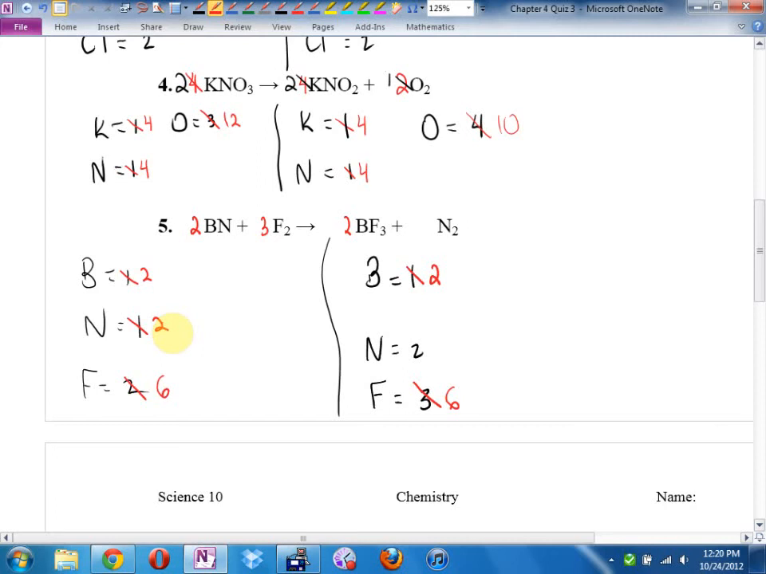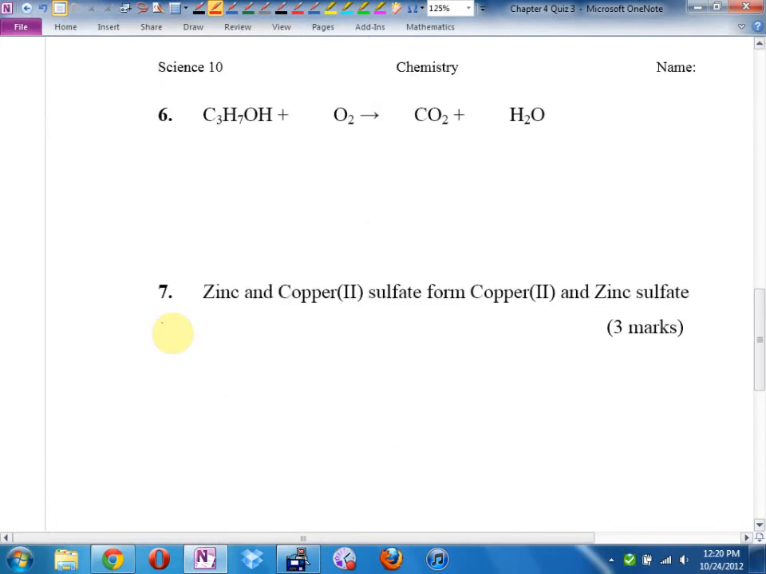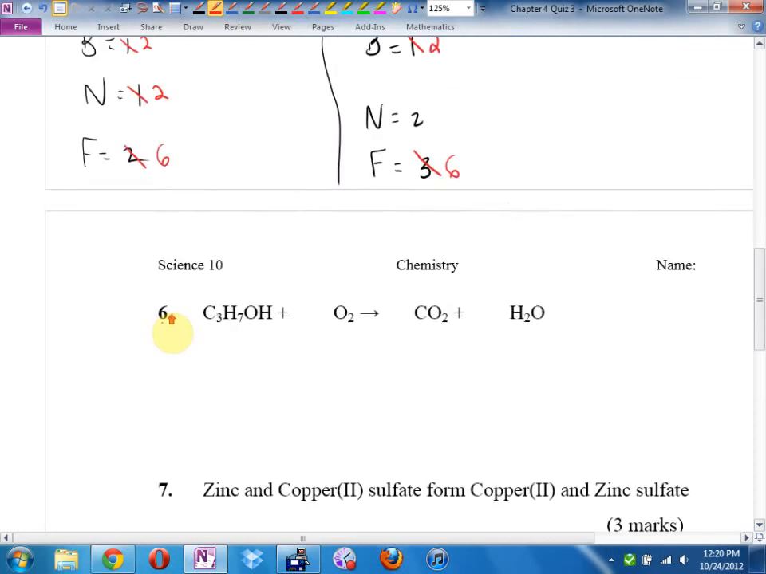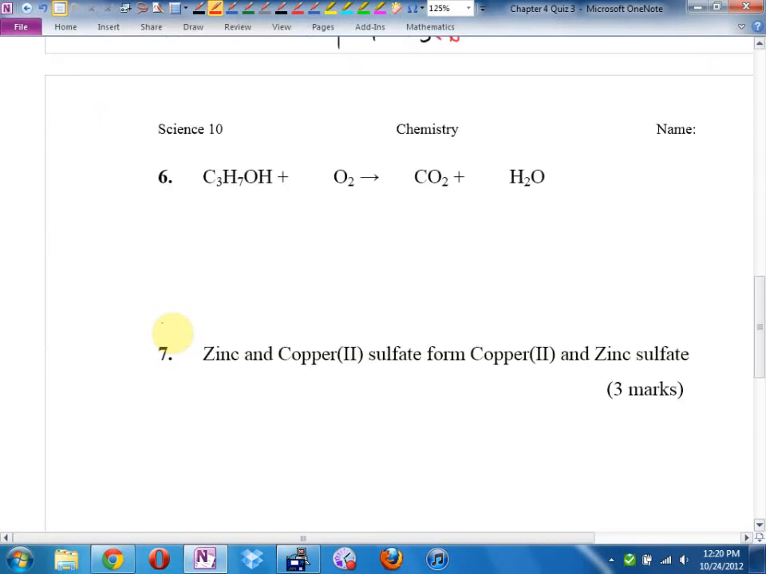Is that okay? Turn the page. Number 6. Question, Josh? You got it? Number 6. Okay. How many C's? On the left, I see, no pun intended, 3. How many H's? I see 8, 7, and 1.